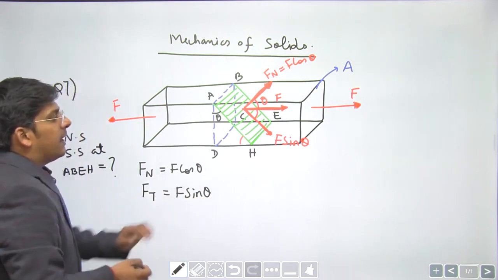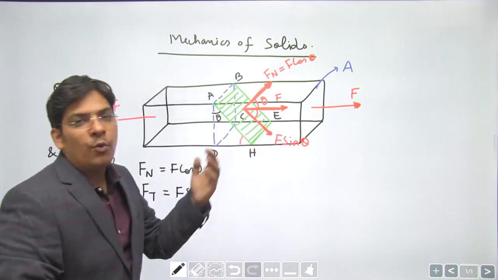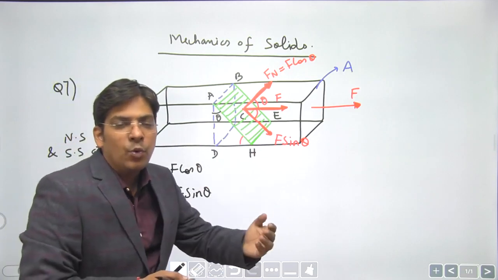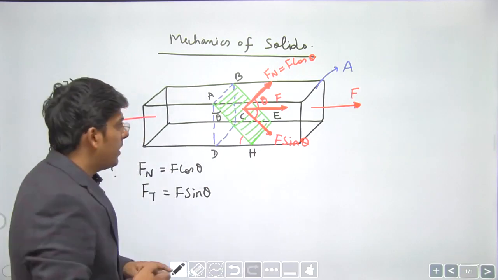Now we just need the area of this plane. Once we have the area of the plane, normal force by area will give normal stress, and shear force, tangential force by area, is going to give obviously tangential or shear stress, right?